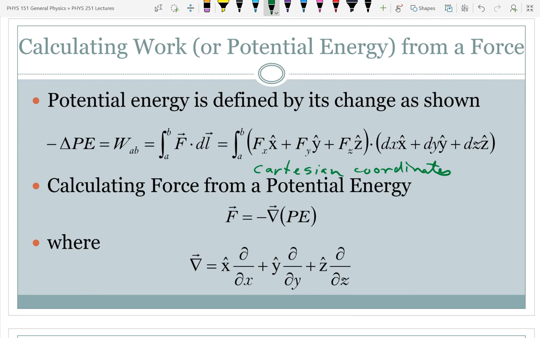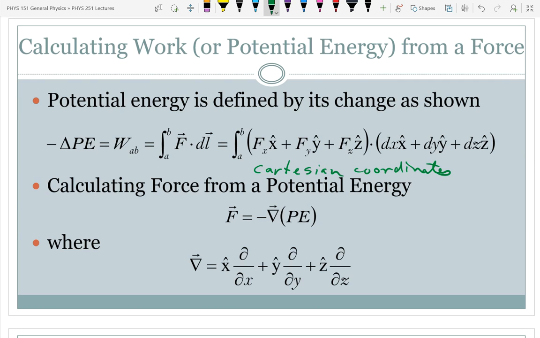One of the beautiful things about potential energy is that potential energy is a scalar value. It's not a vector. It doesn't have direction to it. Now, to get it, we had to use some vector calculus. But we have a scalar. It's a lot easier to work with scalar values than with vector values.